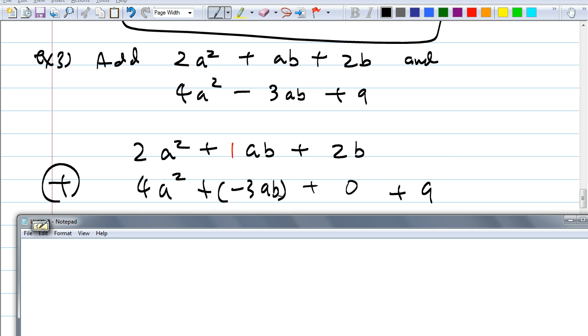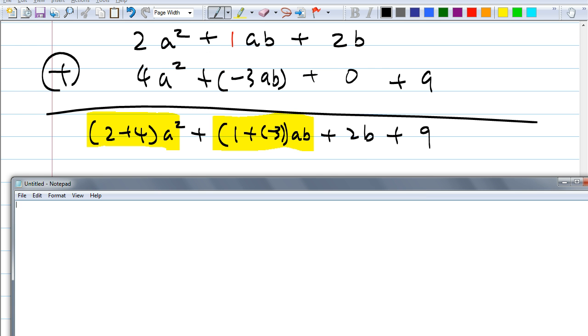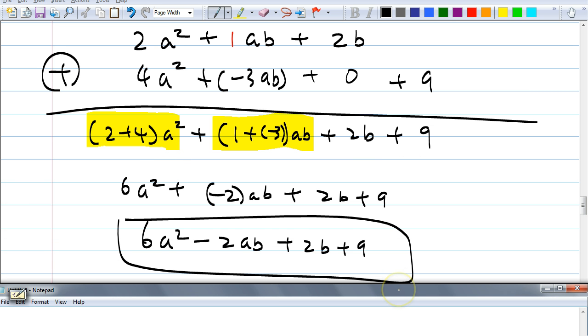Sometimes it's easy when they give it to you vertically, right? Because many times things will line up like this. Go ahead, add them together, see what you get. How many people, again, you don't have to write this step, but it's nice if you ever get confused. How many people got this? 6a squared minus 2ab plus 2b plus 9. Raise your hand. Any question? Are we good? Okay, one more.